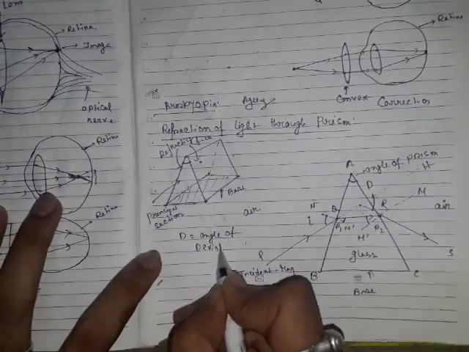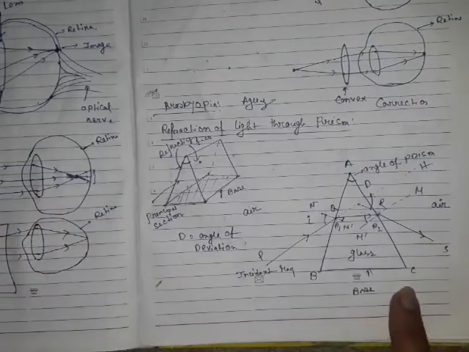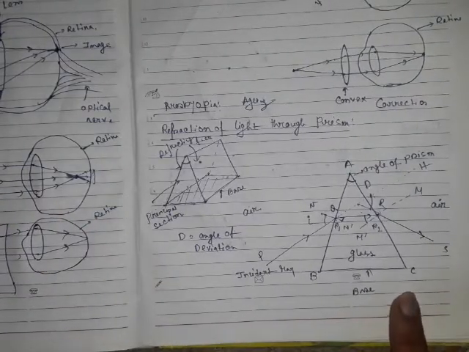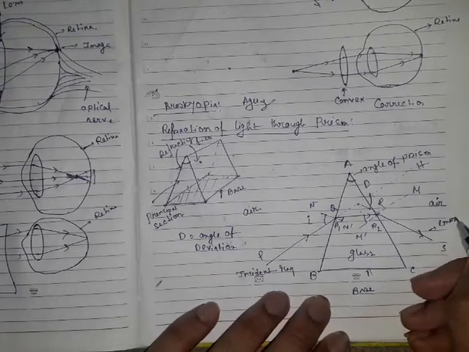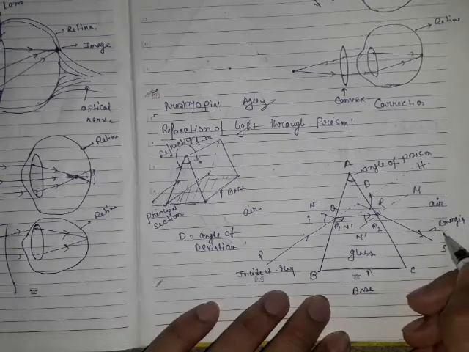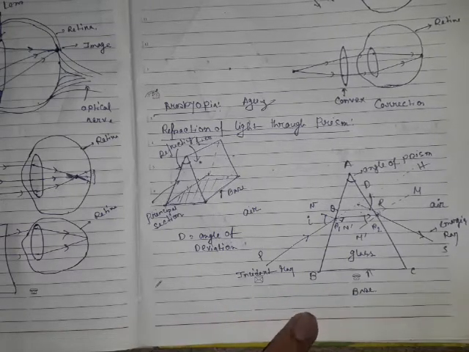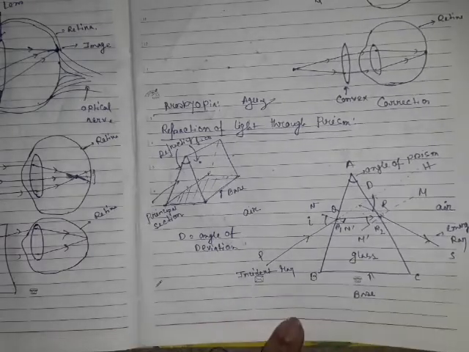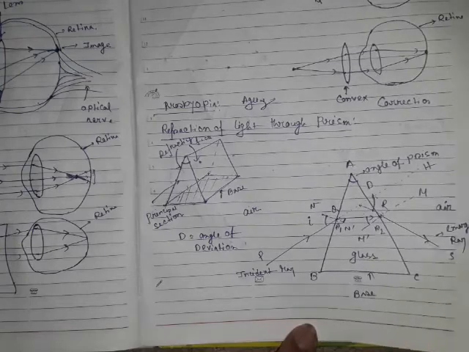So what is angle of deviation? Angle of deviation is the angle between the incident ray and the emerging ray. This ray is your emerging ray, okay, fine. So this is all about the refraction of light in the prism.